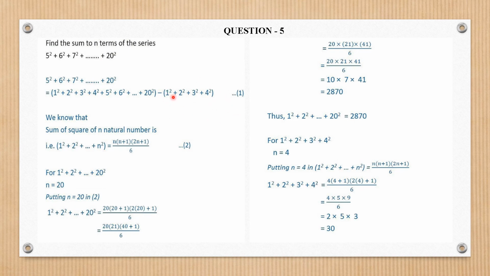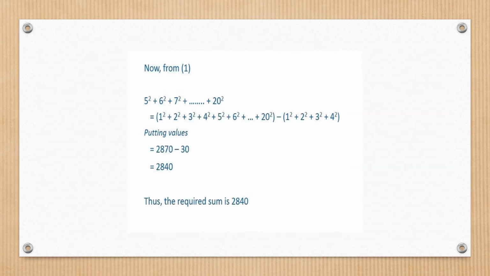And this is a simple calculation: 16 plus 9 plus 4 plus 1, or putting n as 4, that way also you can do. It is coming out to be 30. So my required answer is 2870 minus 30, that is 2840. So this is a very simple question, but don't forget to start from 1.